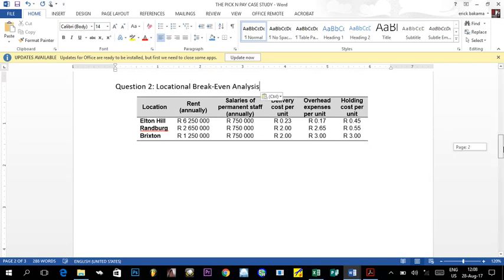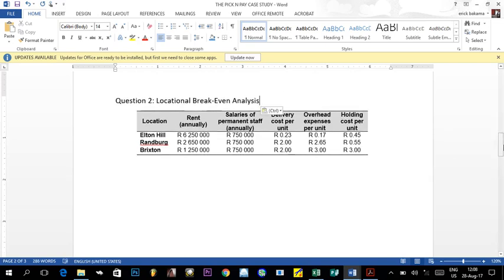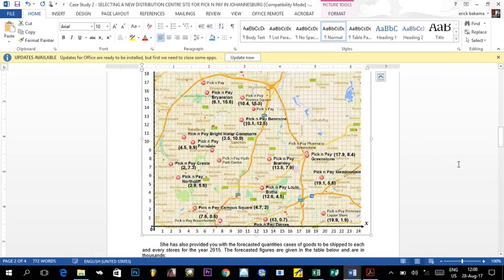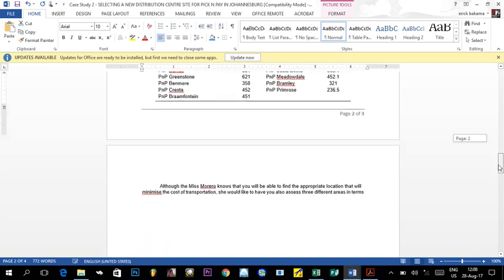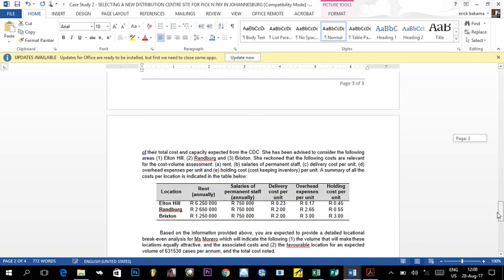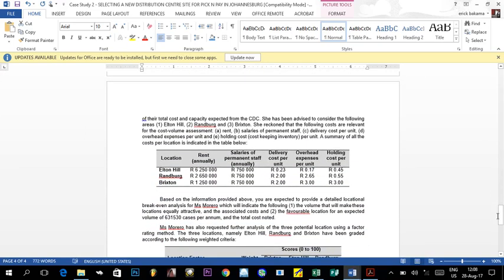Now, from this one here, the importance of this method here. First of all, let's go back to the question. The question is saying that now we have this location here. We have the locations that are Elton Hill, Randburg, and Brixton. Now they tell you that the operations manager is doubting between these three locations based on the cost.